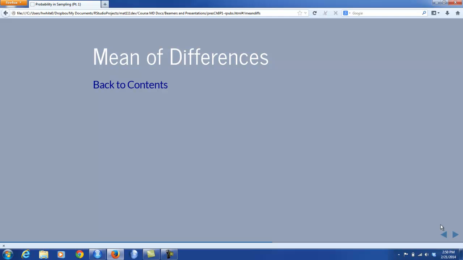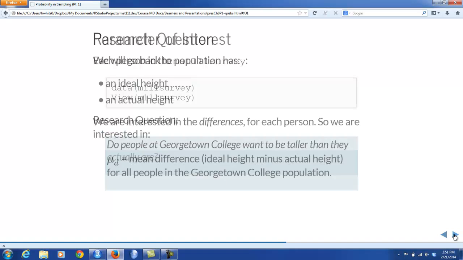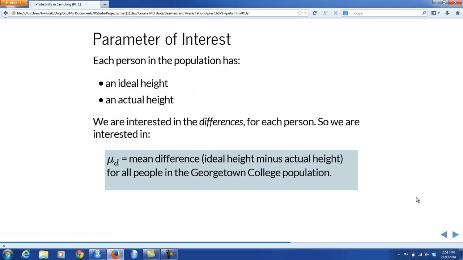Now for the mean of differences. Let's switch now and think about, instead of a population, the Math 111 survey. So we might have a research question such as, do people at Georgetown College want to be taller than they actually are? Now the population here is not the 71 students that are in the Math 111 survey, it's all of Georgetown College. And each person in that population has an actual height and an ideal height. And we're interested in the differences between the ideal height and the actual height for each person.